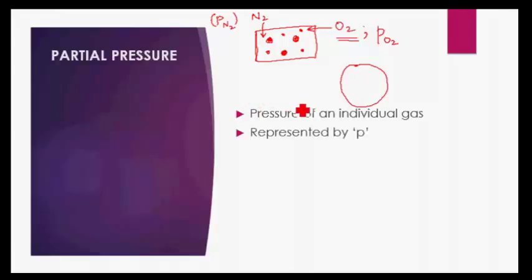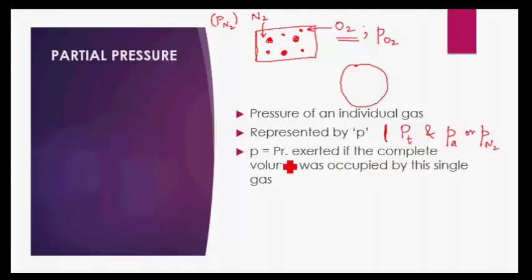It is represented by small p. Actually there is no standard representation of partial pressure, no standard symbol, but usually to talk about total pressure we'll use capital P or PT, that is the total pressure inside the container, and to talk about partial pressure of, say, gas A, we will use small p with subscript A. Or say partial pressure of nitrogen, so small p with subscript N2.